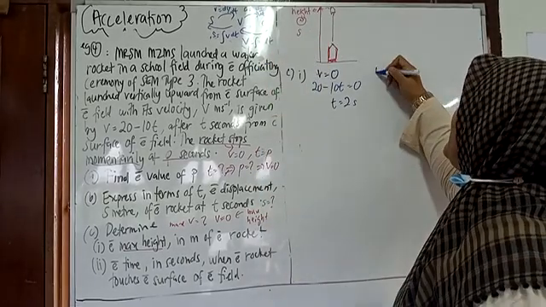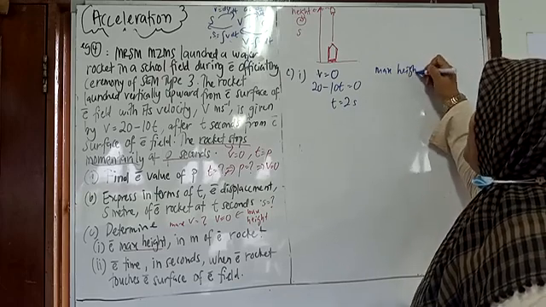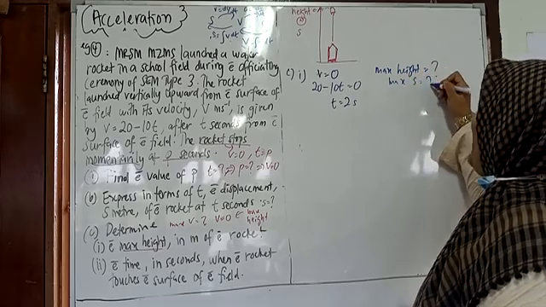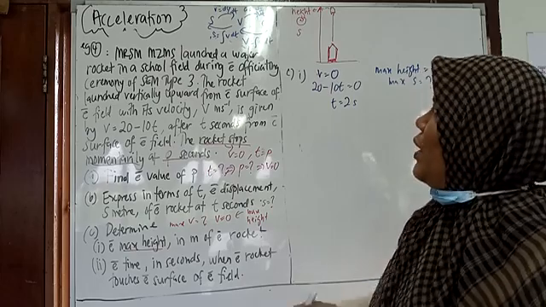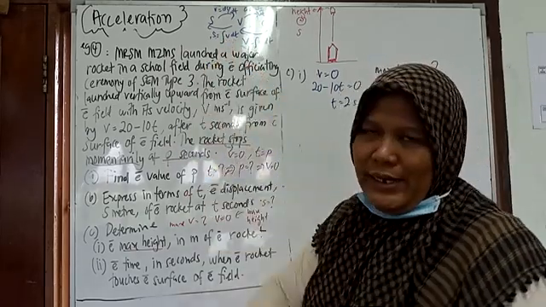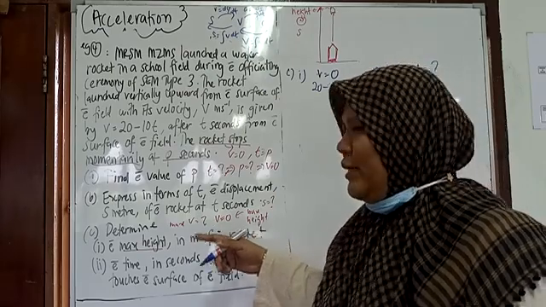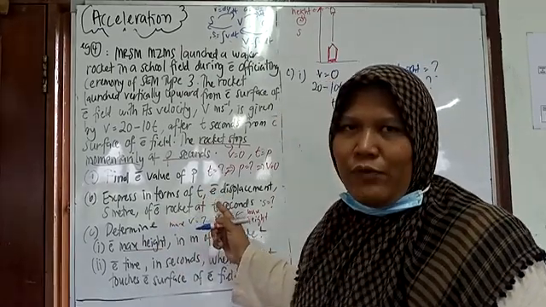So what is the maximum height? We are talking about maximum S, so we need to find S. How can we find S when we are given V? We need to integrate. So this is where the answer from part B comes from.